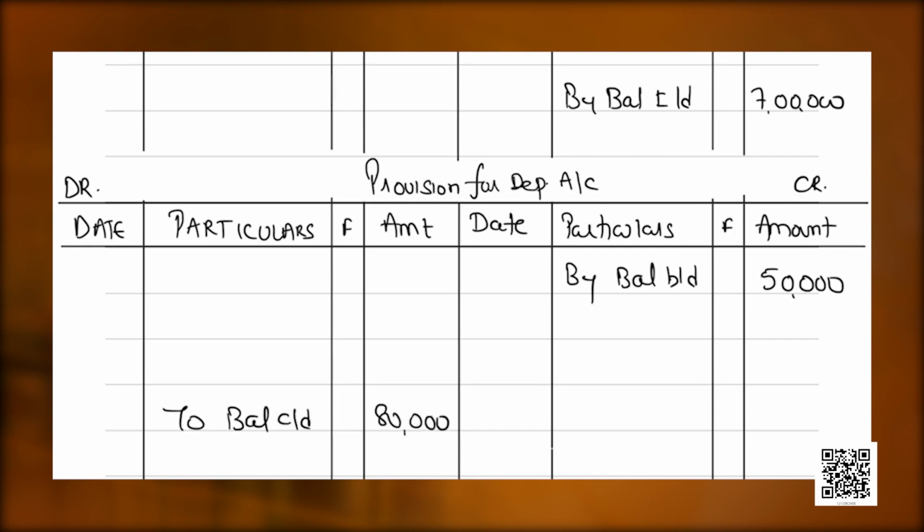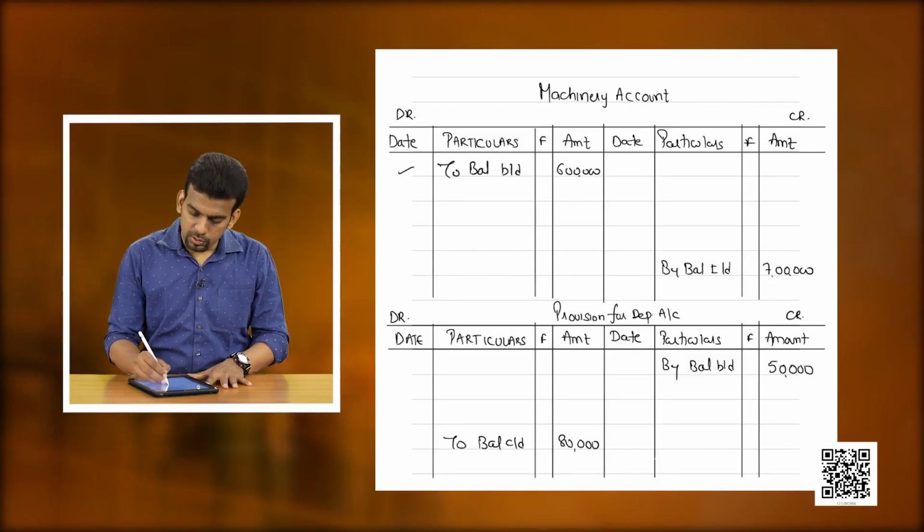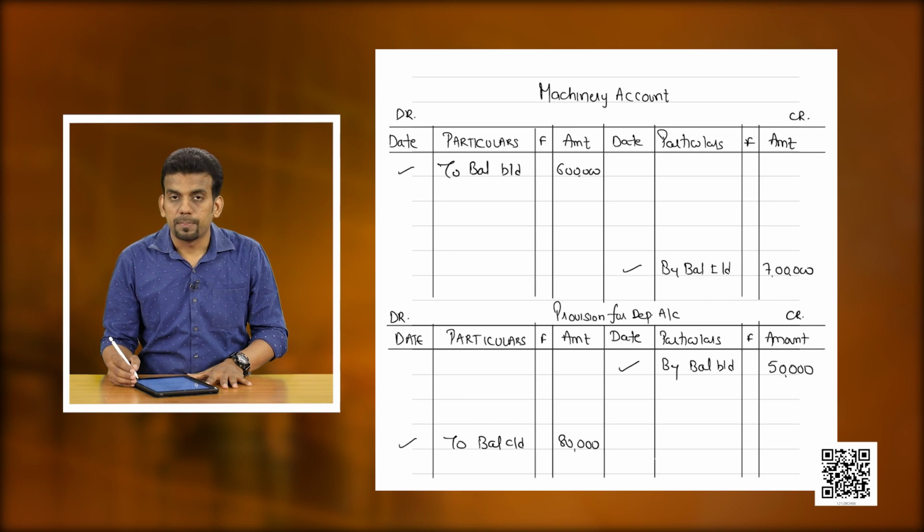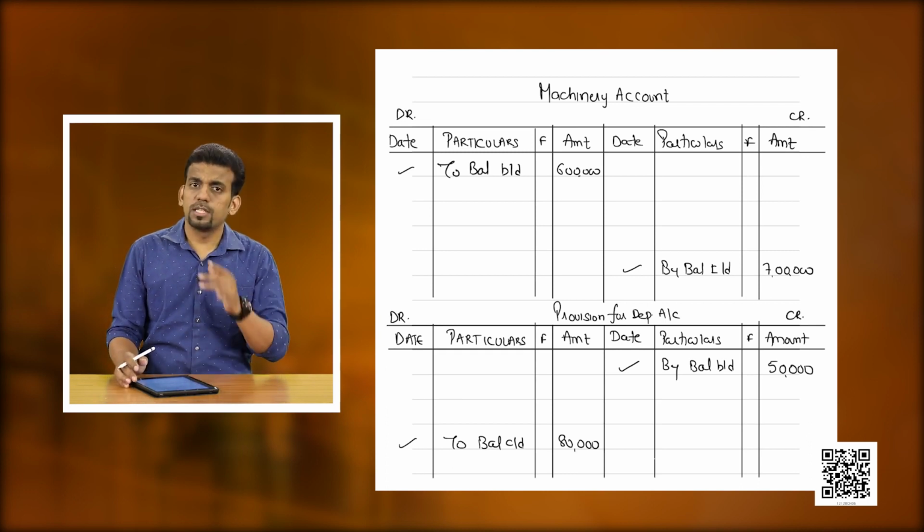This thing has already been dealt with in your class 11th. I must recall that whenever you get an asset, you start it from the debit and close it from the credit. Provision starts from credit and closes from debit. Now, let's go to the adjustment.